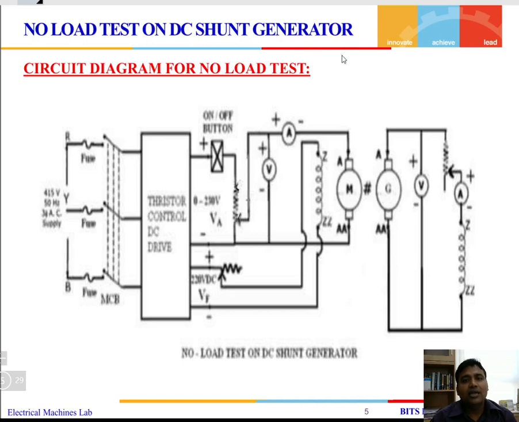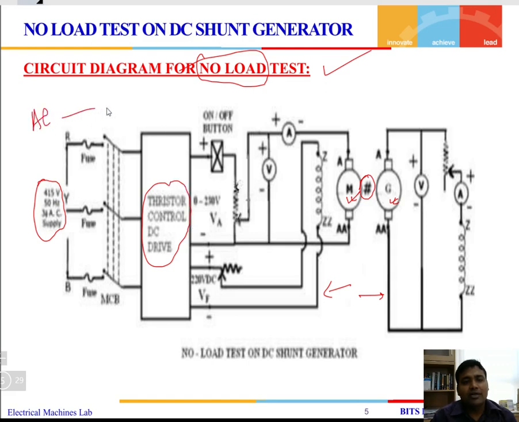So let us see the circuit diagram for the no load test. First we'll perform the no load test and then we'll perform the load test. Now to understand the circuit diagram, let us see. On the left hand side you have the motor and on the right hand side you have the generator. Both are mechanically coupled to each other. Now for the motor, you see the input supply is a 415 volt 50 hertz 3 phase AC supply, and using a thyristor controlled DC drive your AC supply will be converted to DC.